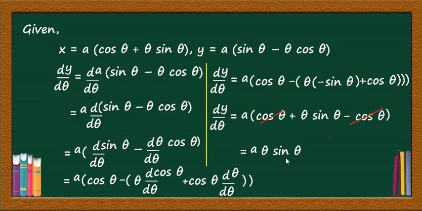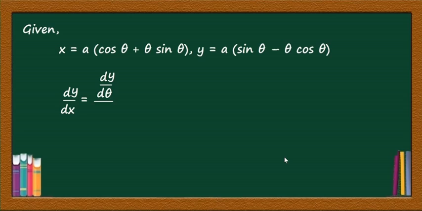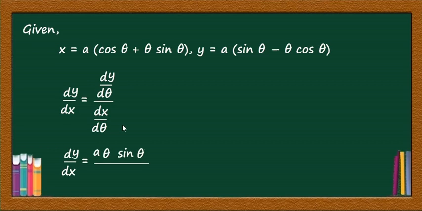And now you can use the formula to find dy by dx. Dy by dx is equal to dy by d theta divided by dx by d theta. Dy by d theta is a theta sin theta. Dx by d theta is a theta cos theta. A theta gets cancelled, and dy by dx is equal to tan theta.